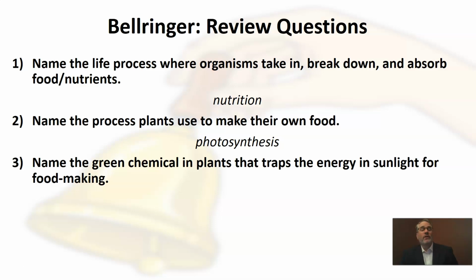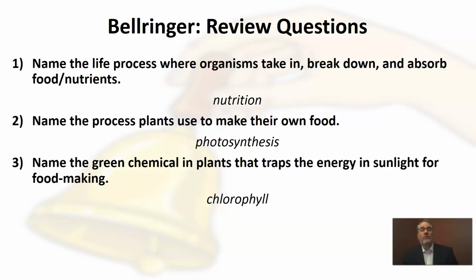Our third question is name the green chemical in plants that traps energy in sunlight for food making. So we know that food making happens in the leaves. We know that leaves are green because they have so much of this chemical. I called it the magic chemical because it's able to trap energy in sunlight and turn it into something that's usable by living things. Hopefully you were able to remember that's chlorophyll.